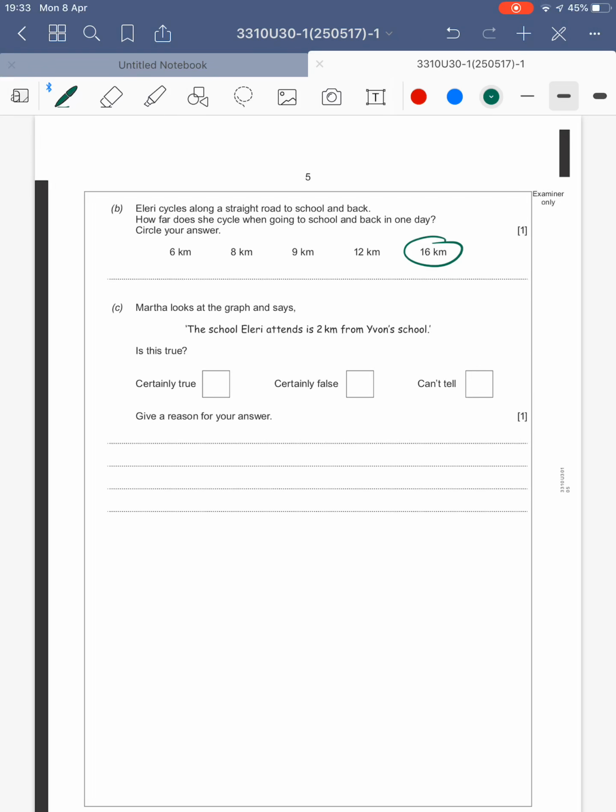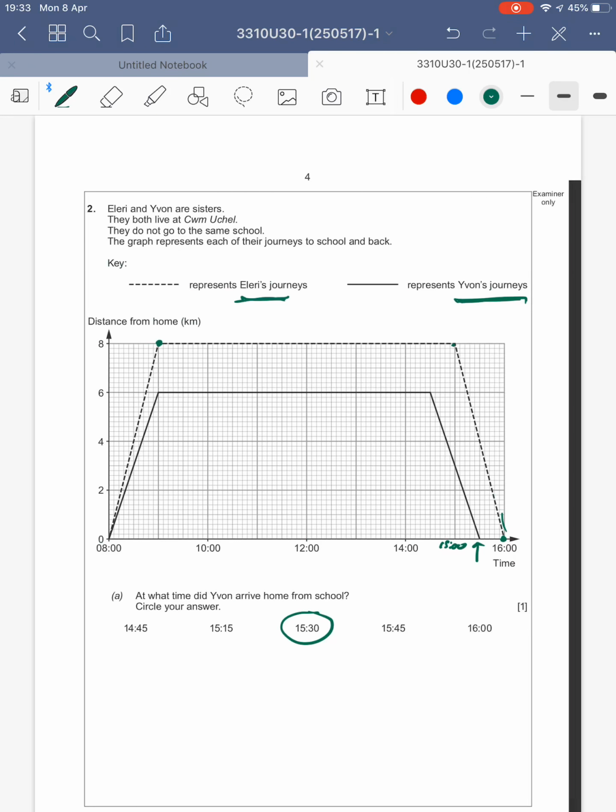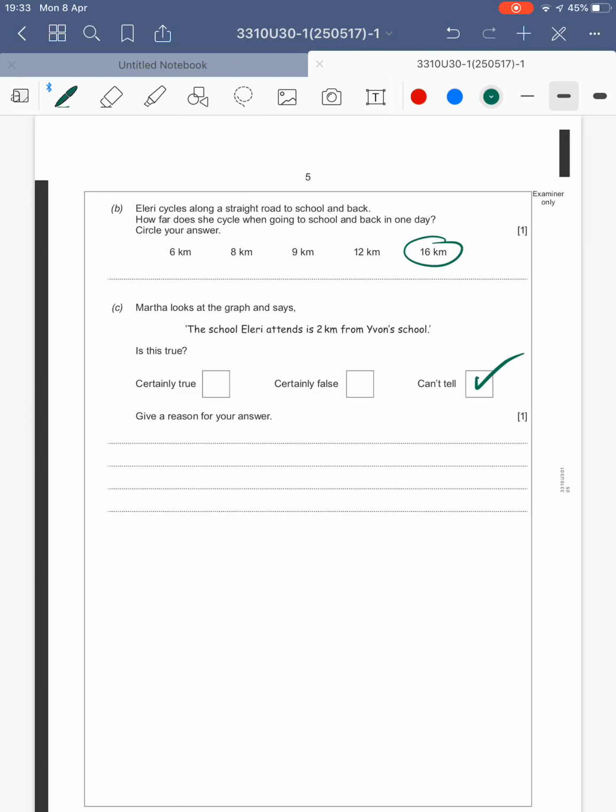Martha looks at the graph and says this, the school Hilary attends is 2 kilometers from Yvonne's school. Is this true? Well, you can't tell. All you know is the distances they've traveled to get to school. They could live in different directions, so you can't really tell because they could live in different directions.